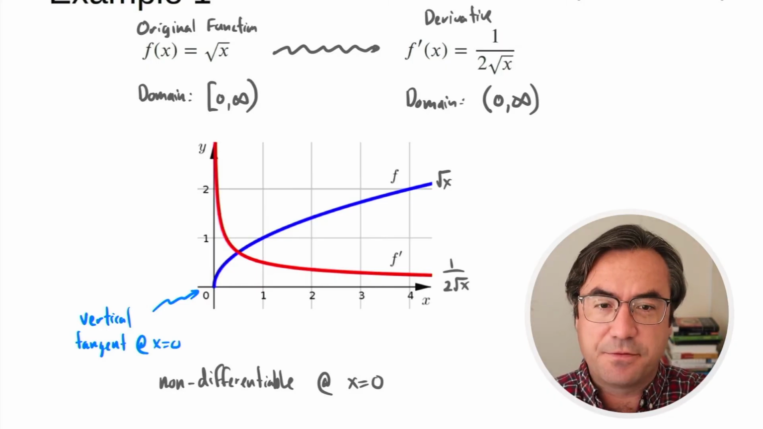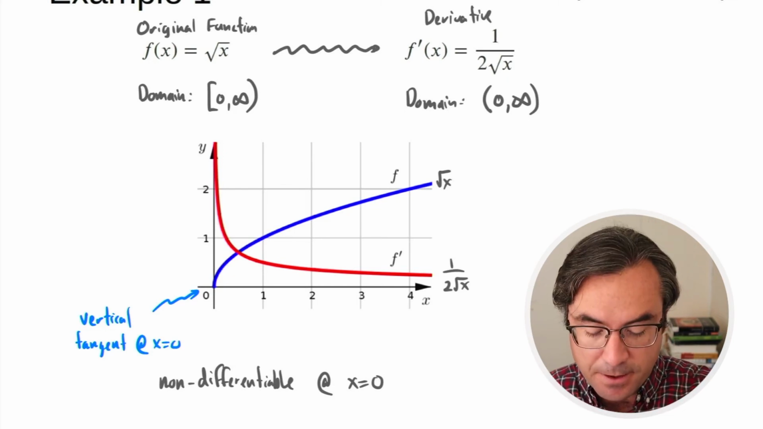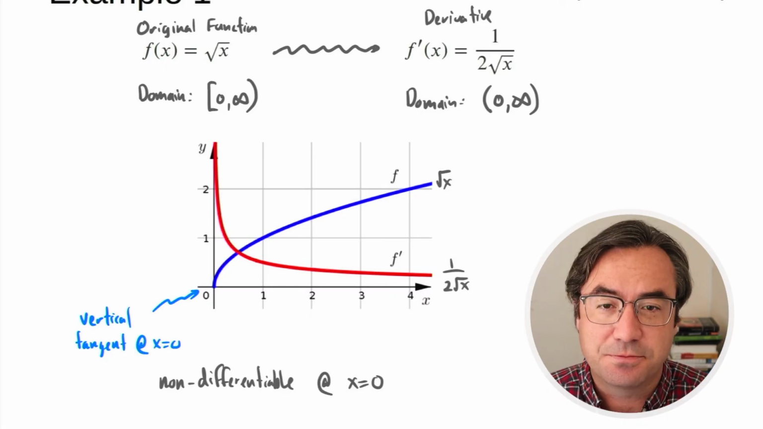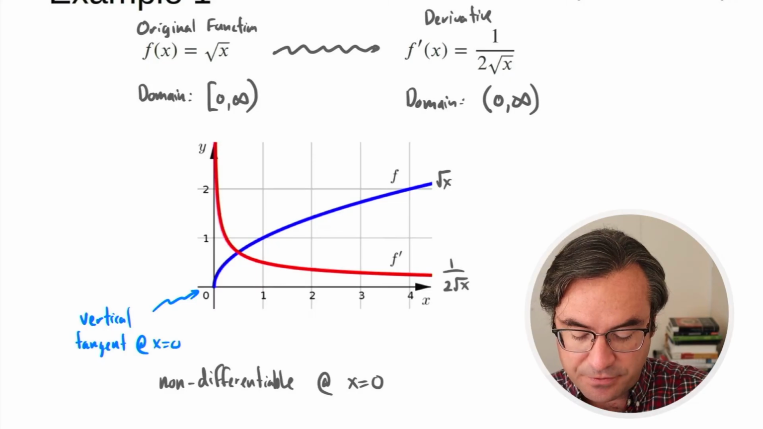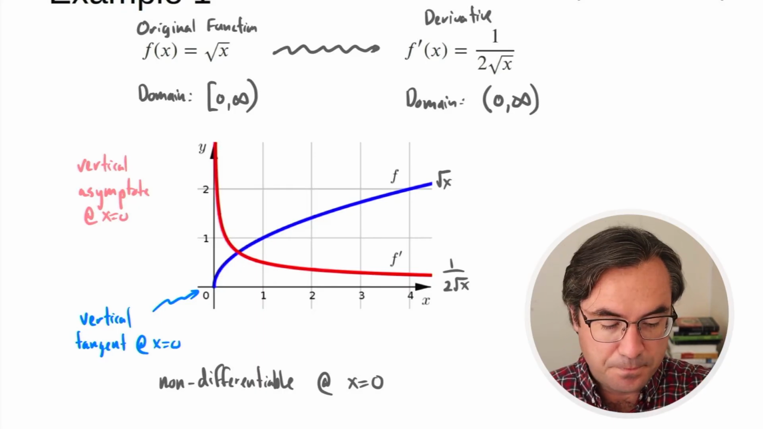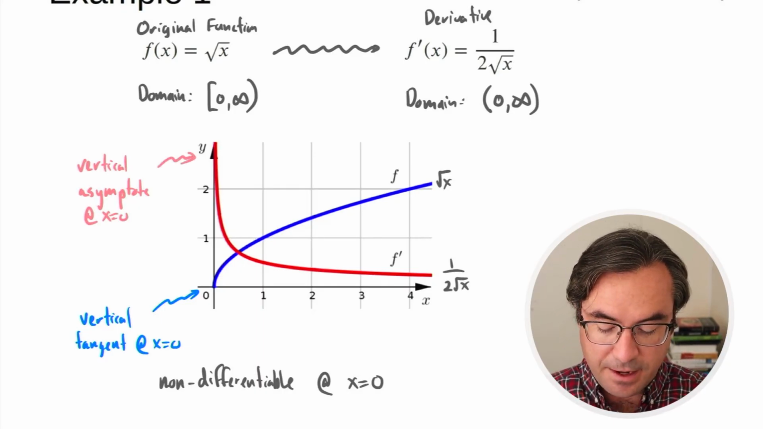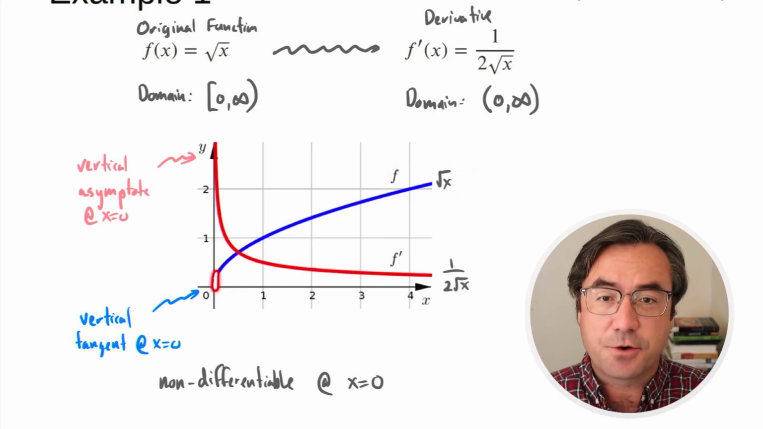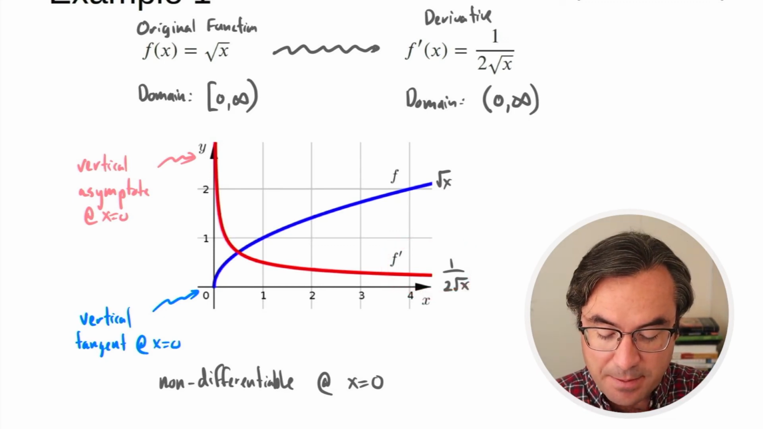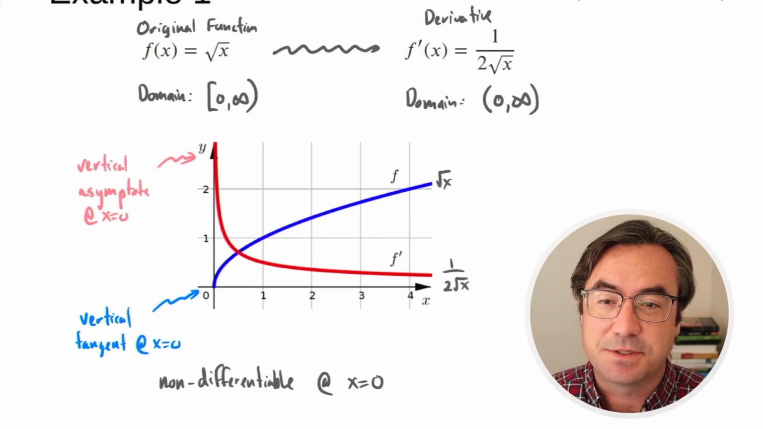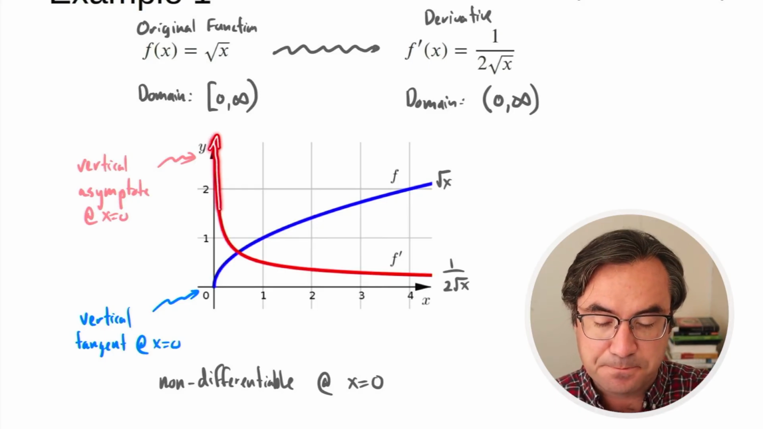Now, if we look at the corresponding behavior in f prime, we can see that it has a vertical asymptote at x equals 0. So it's kind of going off to infinity. So f, the original function, has a vertical tangent line at x equals 0, and graphically what we're seeing here is that its derivative, f prime, has a vertical asymptote at x equals 0. So the graph is going up and up and up.